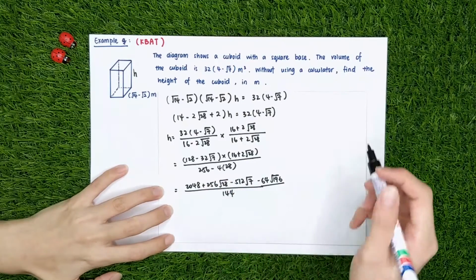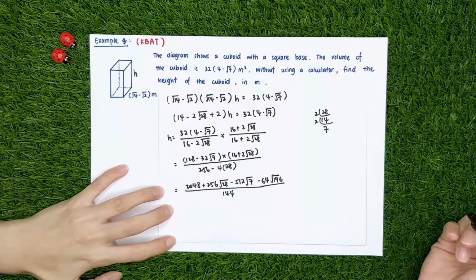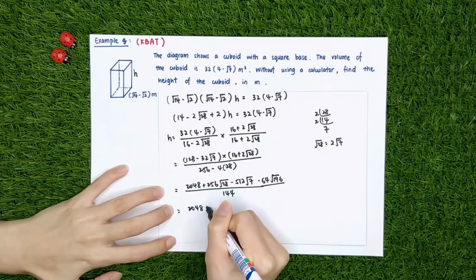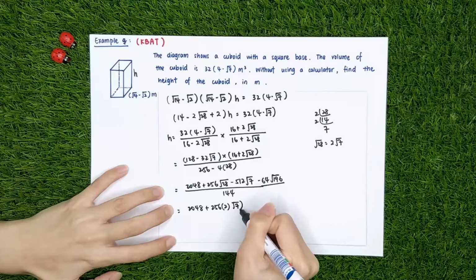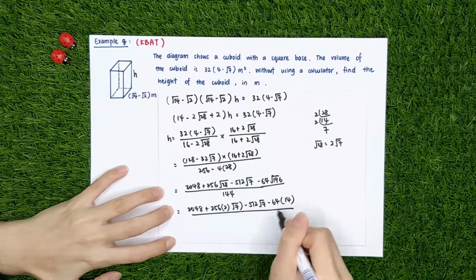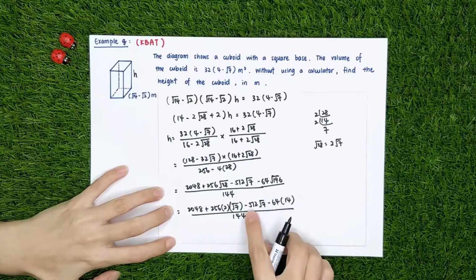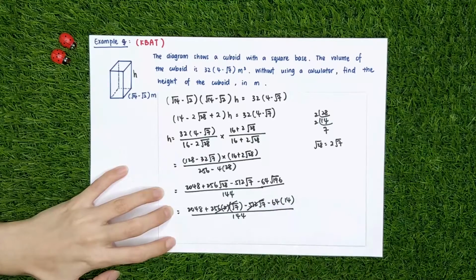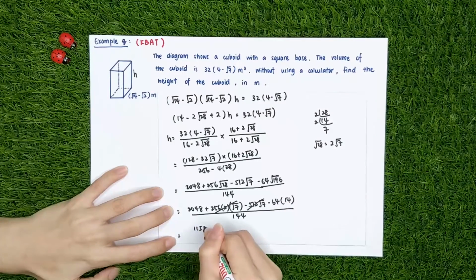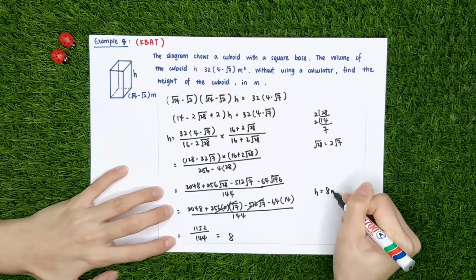Now I want to simplify this one. So I know that 28, I can get 14 at here, 2 again, I can get a 7 at here. So square root of 28 I can write become 2 square root of 7 at here. So I will get 2048 plus 256 times 2 square root of 7 minus 512 square root of 7 minus 64 times square root of 196, which is 14, over 144. 256 times 2 is 512, plus 512 square root of 7 minus 512 square root of 7. This one will be cancelled off. Okay, equals to 2048 minus this one, you will get 1152 over 144, which is equals to 8. So I know that my height is equals to 8 meter.